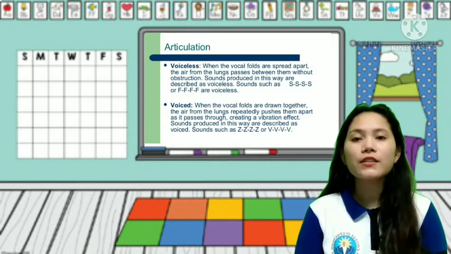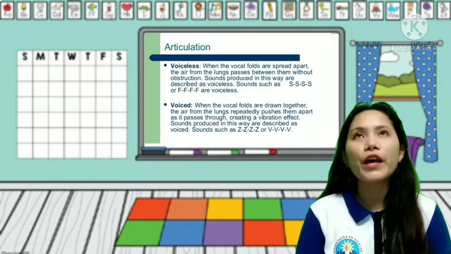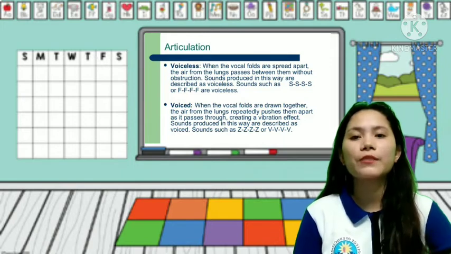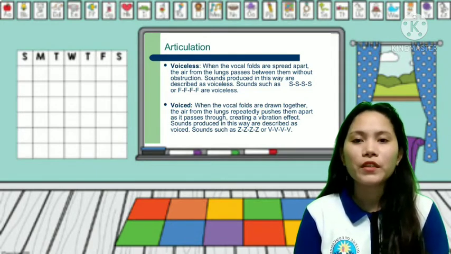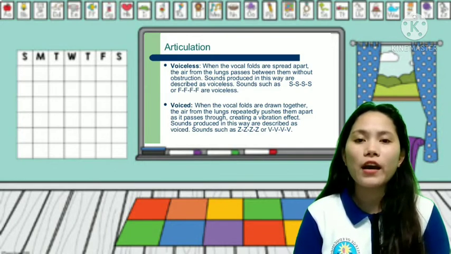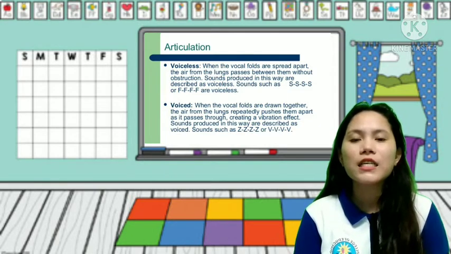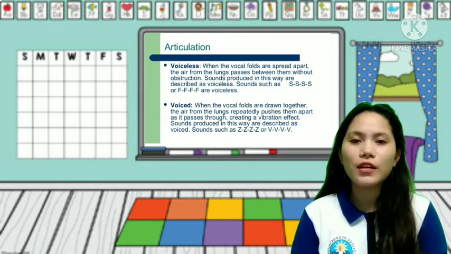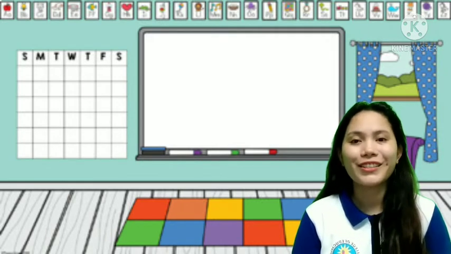For voiced sounds, the vocal folds are drawn together, and the air from the lungs repeatedly pushes them apart as it passes through, creating a vibration effect. Sounds produced in this way are described as voiced. Examples are Z and V. So Z and V are examples of voiced letters.